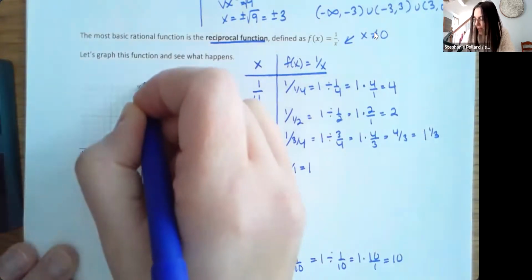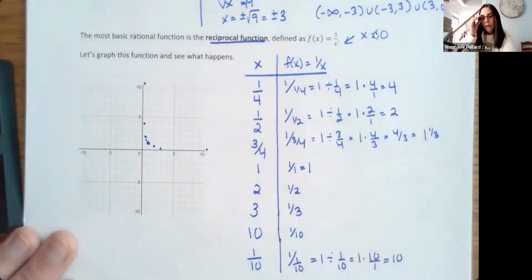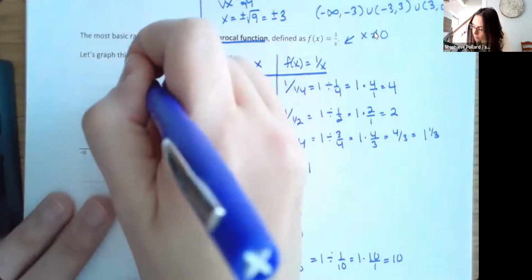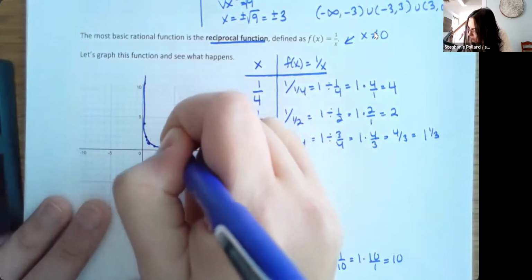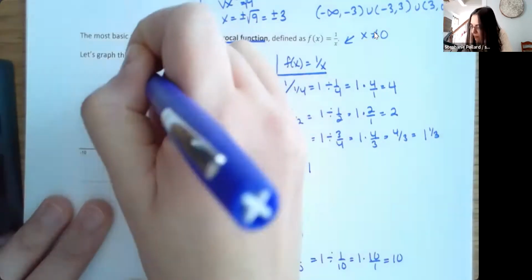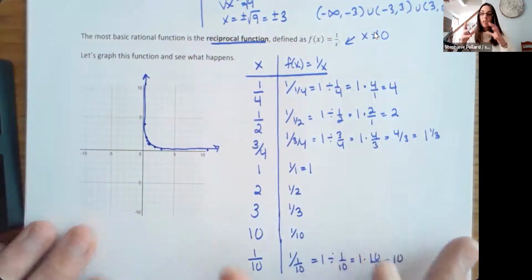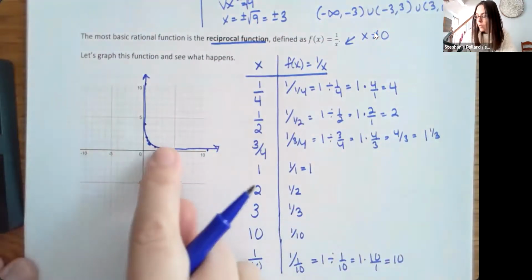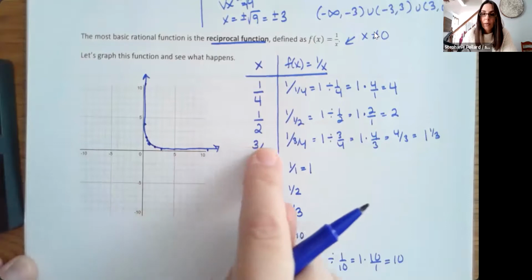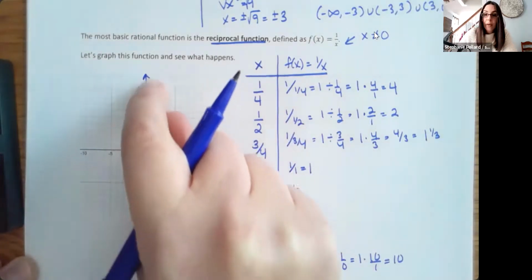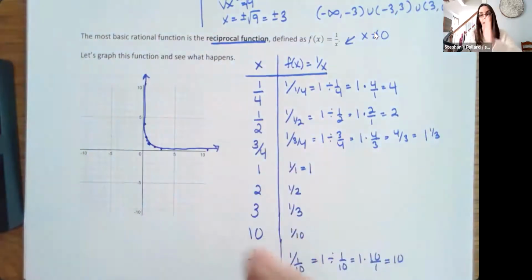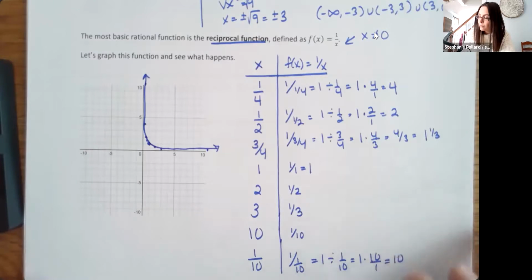1/10, I'm at 10. So what's happening here, and bear with my drawing, is you're getting a graph that kind of looks like this. So you have this branching graph. And as you go to bigger x values here, you get closer and closer to 0. And as you get smaller x values, you become bigger and bigger on that y-axis. So you're shooting up to infinity that way and then heading towards 0 in the other direction.